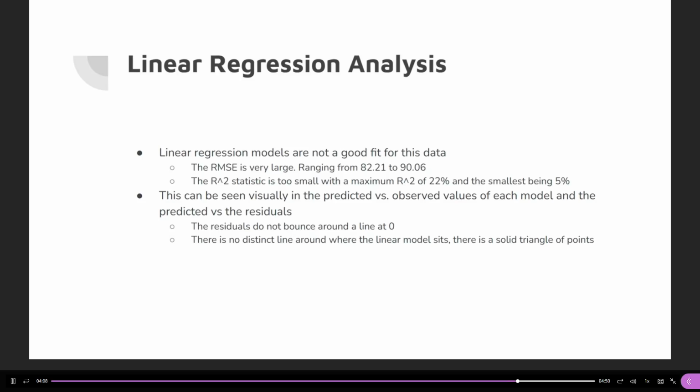Another reason is that the residuals versus the predicted plot do not show the values spread across a horizontal line at 0. In all three cases, there is a solid downward line with all the points above this line. In the scatter plots that show the predicted versus the observed values, there is no line that all of the points go around, which is what we should be seeing in a normal linear regression. Instead, we see a triangle of points that do not match at all with the observed values.